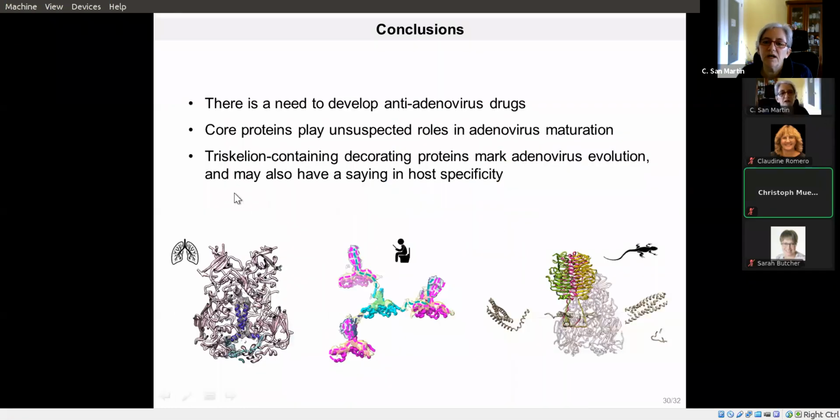So in conclusion, what I wanted to tell you today is that there is a certain need to develop anti-adenovirus drugs. Core proteins are not just passive stuffers helping to squeeze the genome inside the capsid. They are playing active roles during maturation. And then adenoviruses have triskelion-containing decorating proteins that are markers of adenovirus evolution, and may also have a say in host specificity, since they are there on the outer capsid surface, presumably interacting with host factors. And they are different in adenoviruses with different tropism.